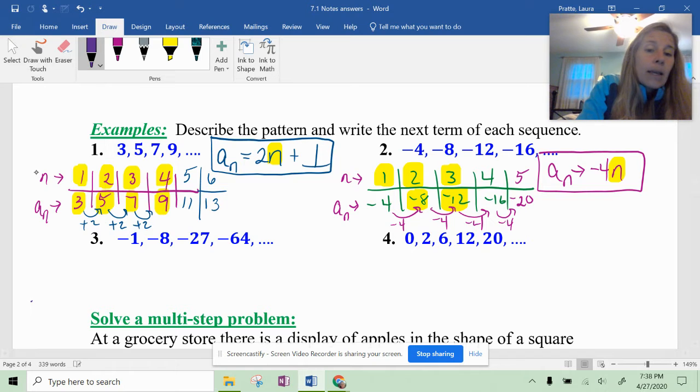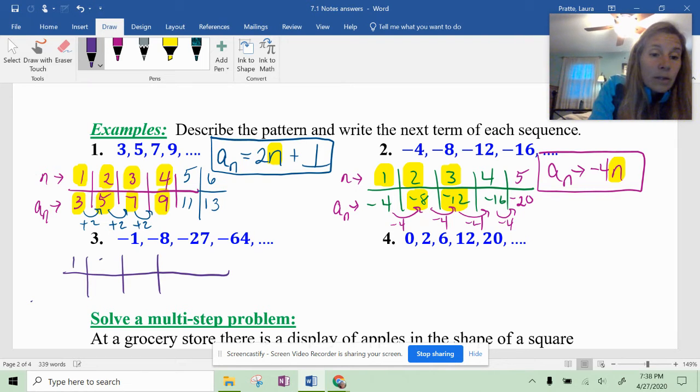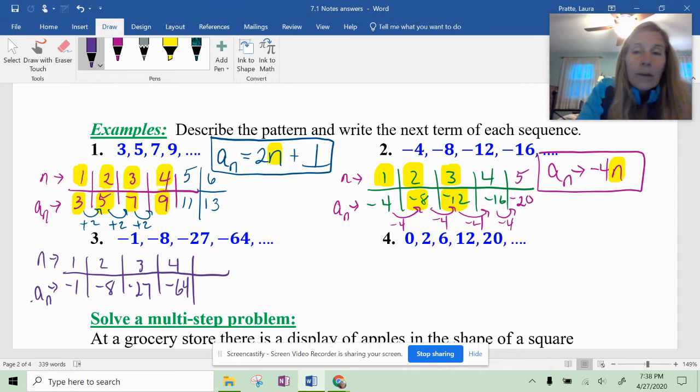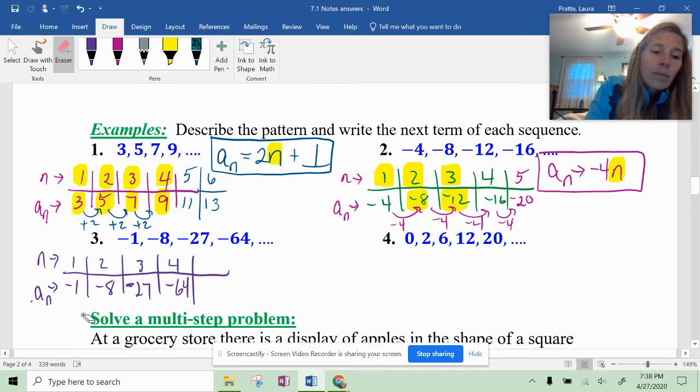Okay, so let's take a look at number 3. So again, they're giving us the first 4 in the sequence. So we have negative 1, negative 8, negative 27, and negative 64. So let's see if we can figure out a pattern here first. If I go from negative 1 to negative 8, I am actually subtracting 7. But then when I go from negative 8 to negative 27, I'm not subtracting 7. So that's not going to work. We can't use the same thing that we were doing before.